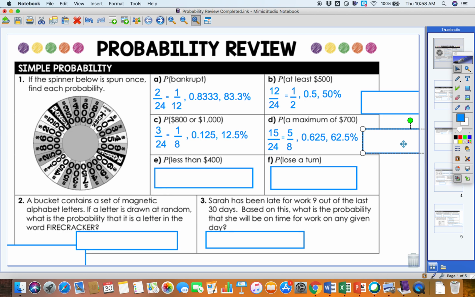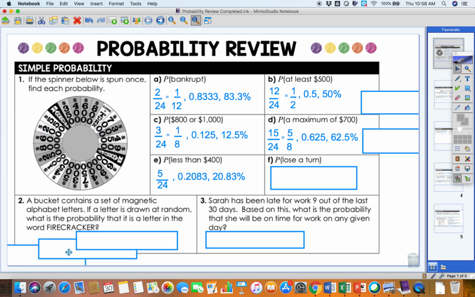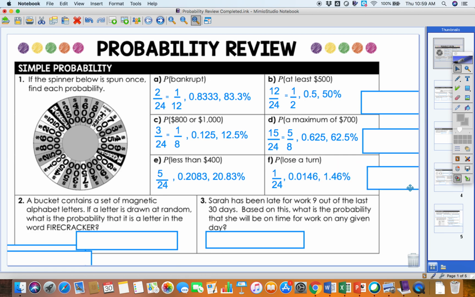On E, we want the probability that it's going to be less than 400. 400 is not less than 400, so we're not going to count the 400 spaces. So we have 1, 2, 3, 4, 5 spaces out of 24, which is 0.2083 or 20.83%. And then the probability of lose a turn, there's 1 space out of 24, so that's 1 out of 24, which is 0.0146 or 1.46%.